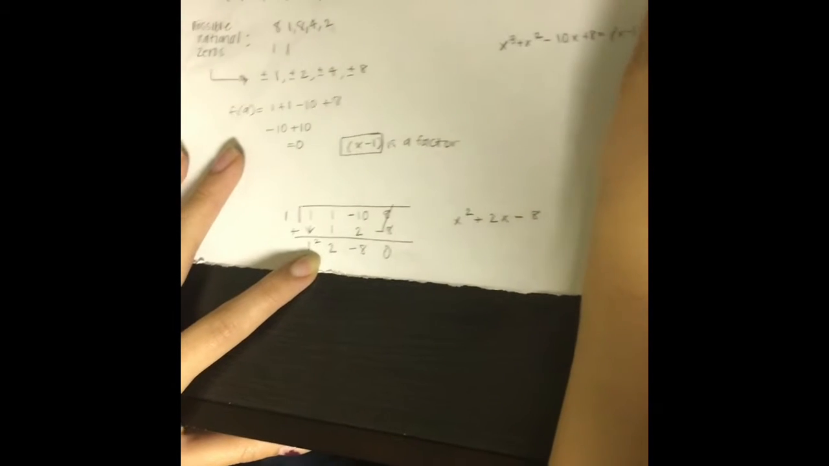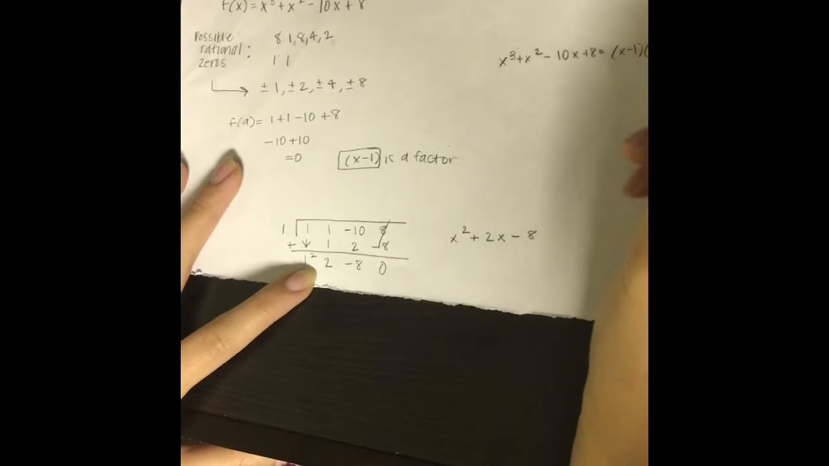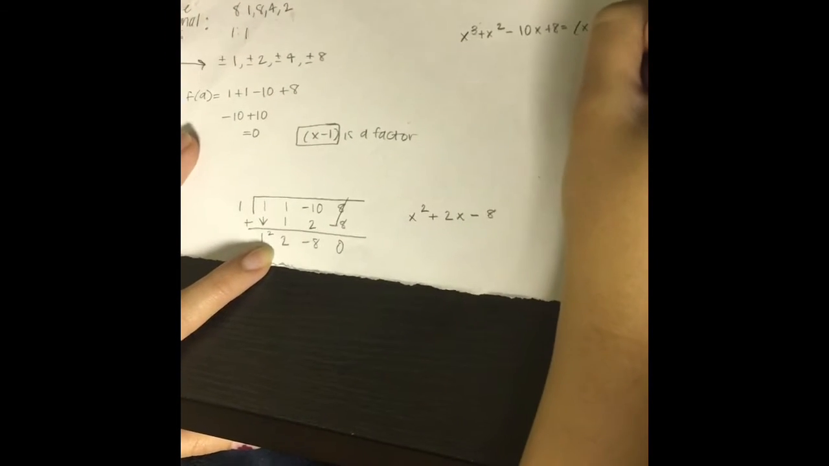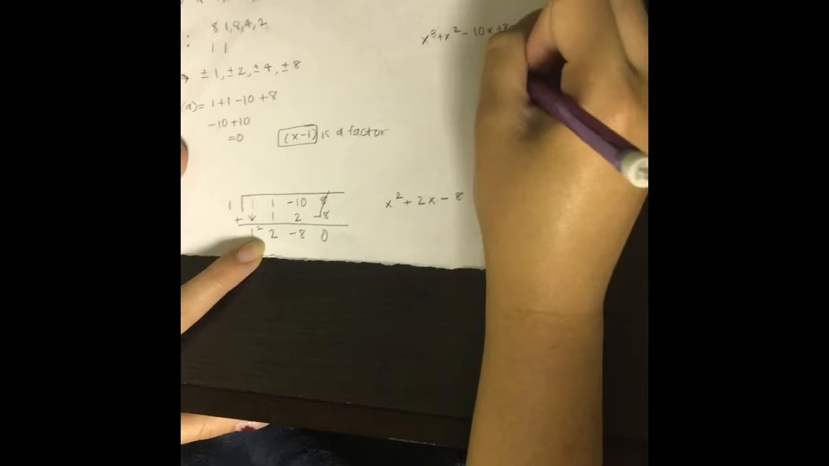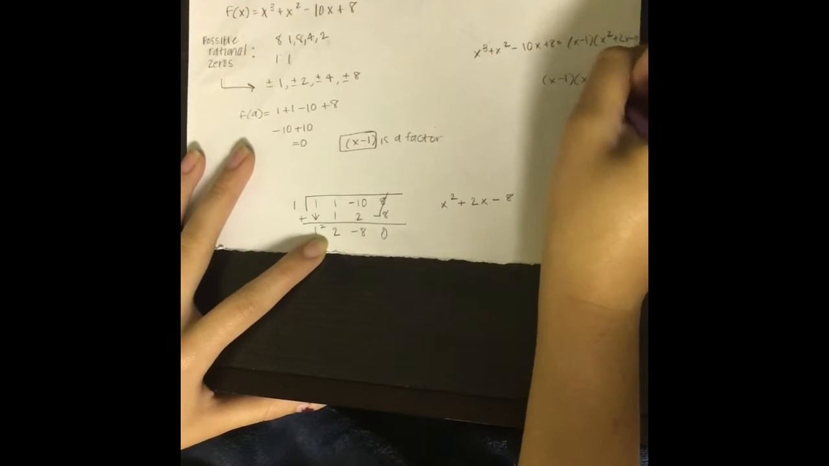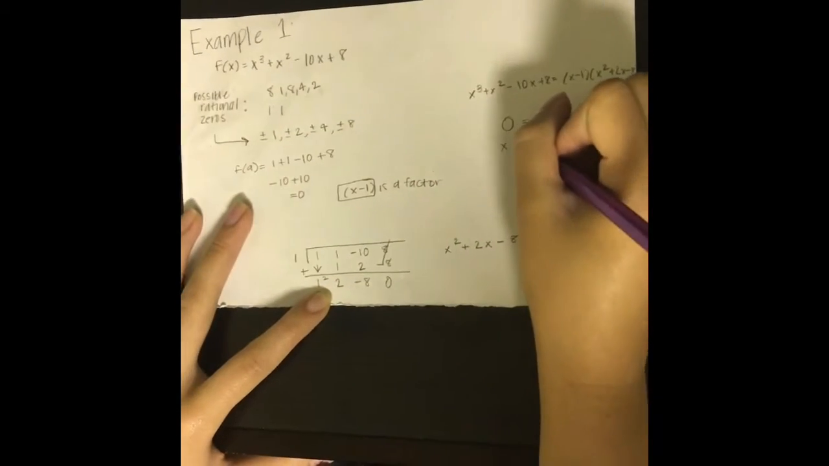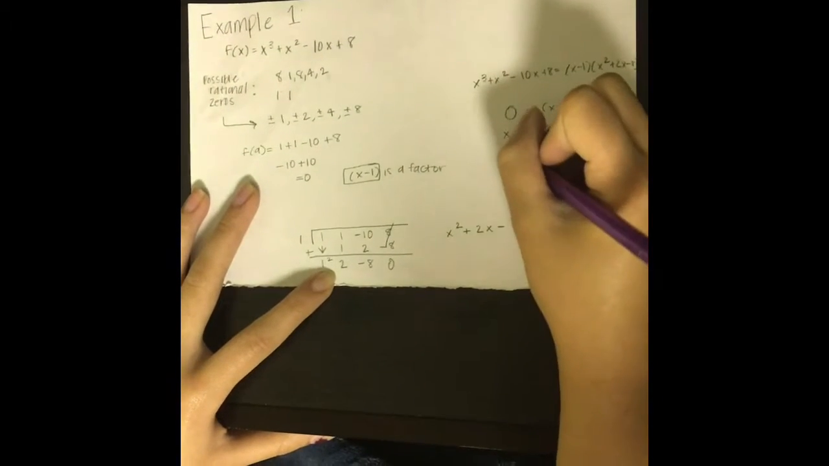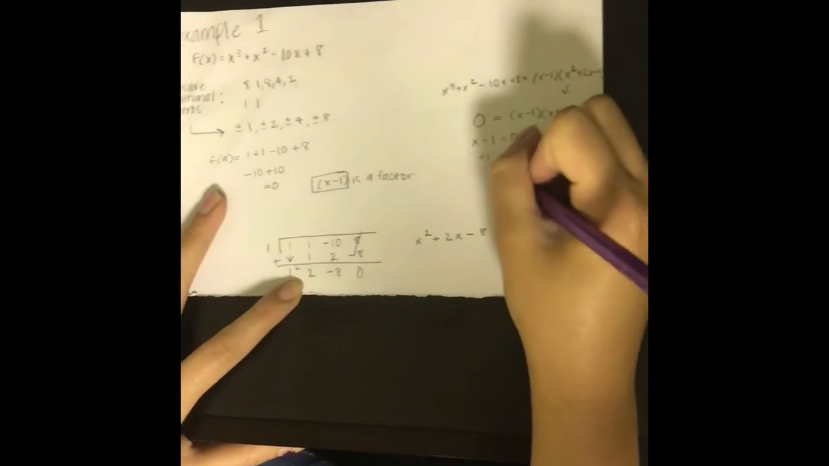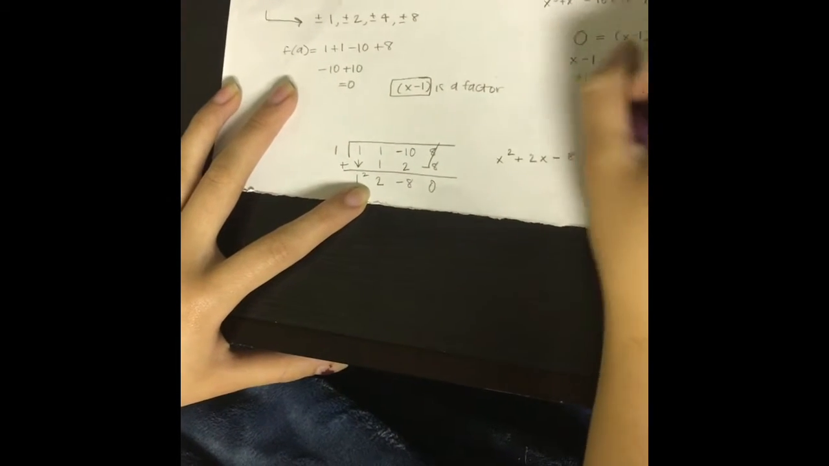Next, we're going to factor that and get x minus 1, x plus 4, and x minus 2. And of course, we're going to set that equal to 0. And then after that, we're just going to solve for x. So x minus 1 equals 0. So we add the 1 and we get x equals 1. And then we do that to the rest of them. And we get x equals negative 4 and x equals 2. So our final zeros are x equals 1, x equals negative 4, and x equals 2.